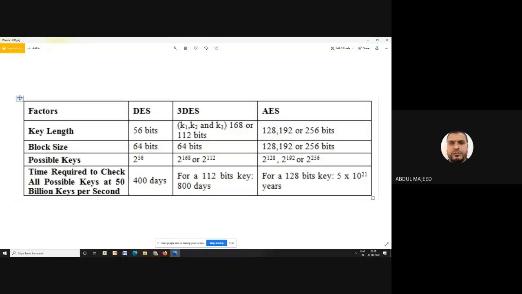But 112 bit is also a good size of key, a better size. Even with 112 bits, they will take 800 days. So there is a significant improvement in security, from 400 days raised to 800 days. That's why they introduced the concept of triple DES.